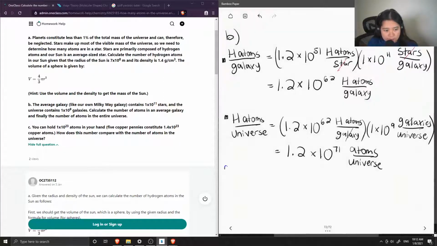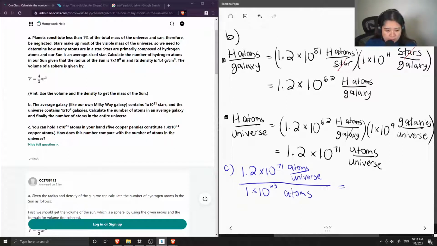So now let's look at part C. You can hold 1 times 10 to the 23 atoms in your hand. 5 copper pennies constitute 1.4 times 10 to the 23 copper atoms. How does this number compare with the number of atoms in the universe? Well, let's say there was the 1.2 times 10 to the 71 atoms per universe. Let's divide this by 1 times 10 to the 23 atoms that can fit in your hand.